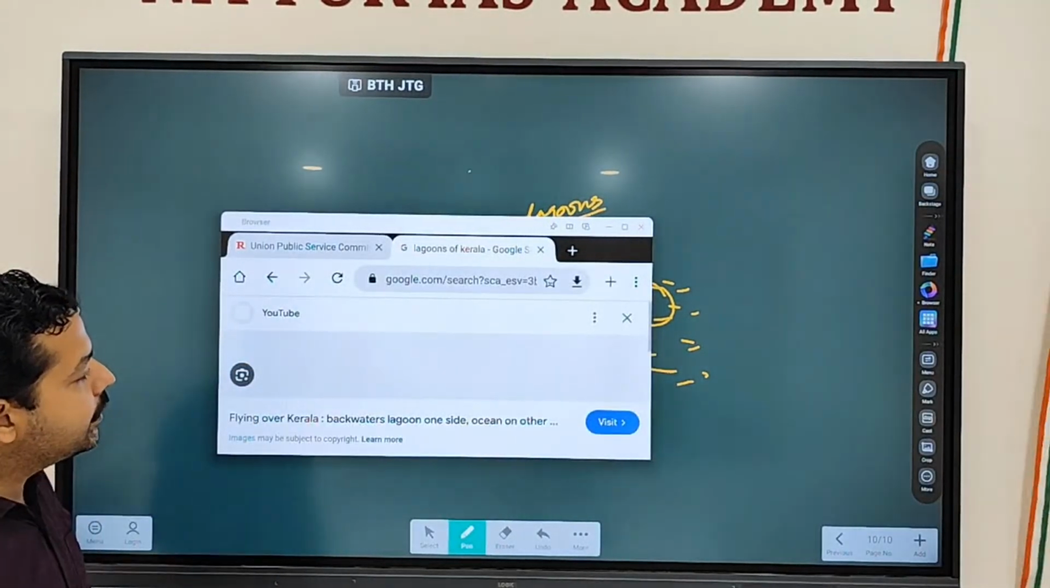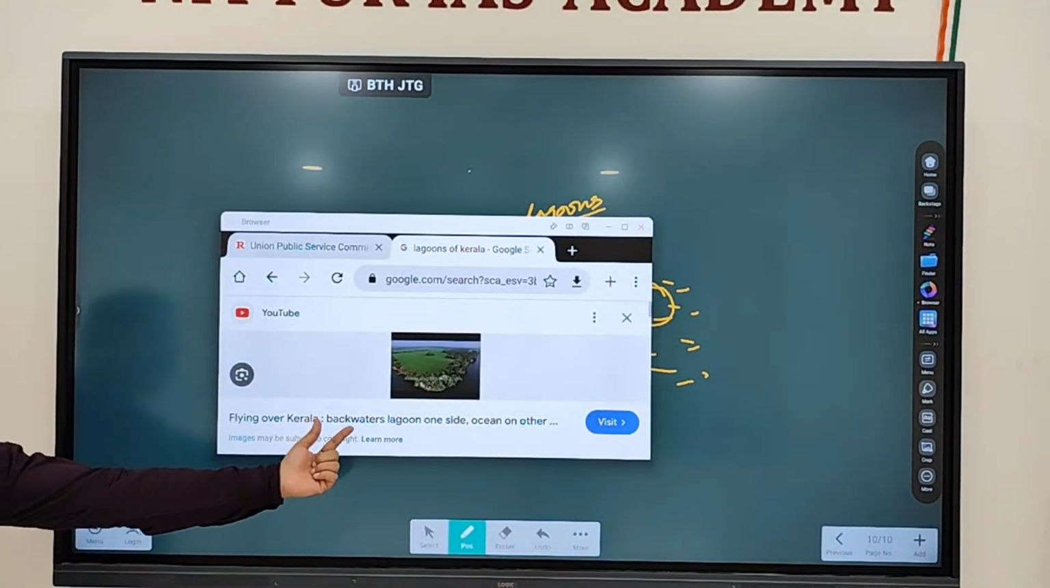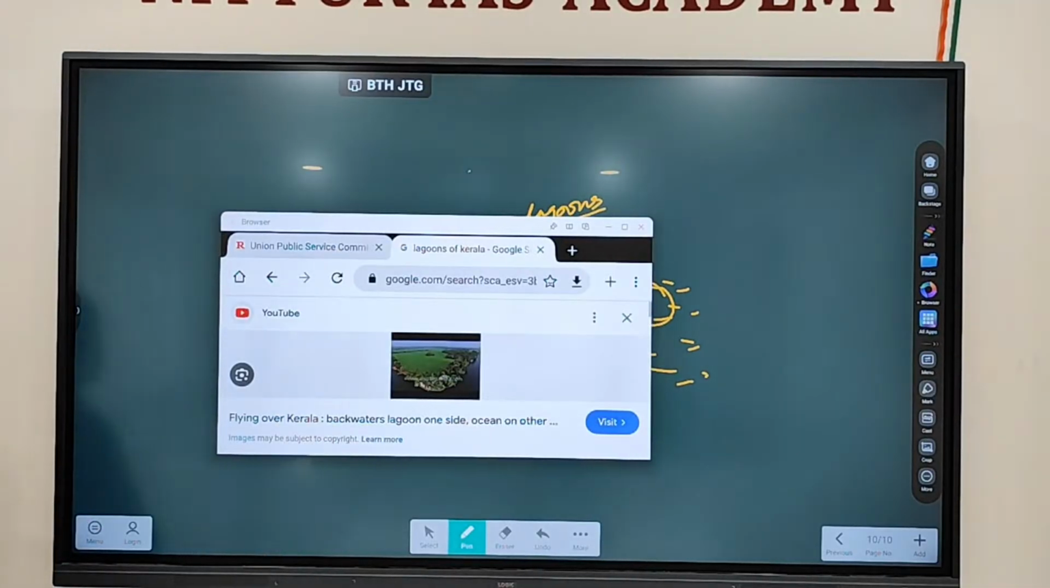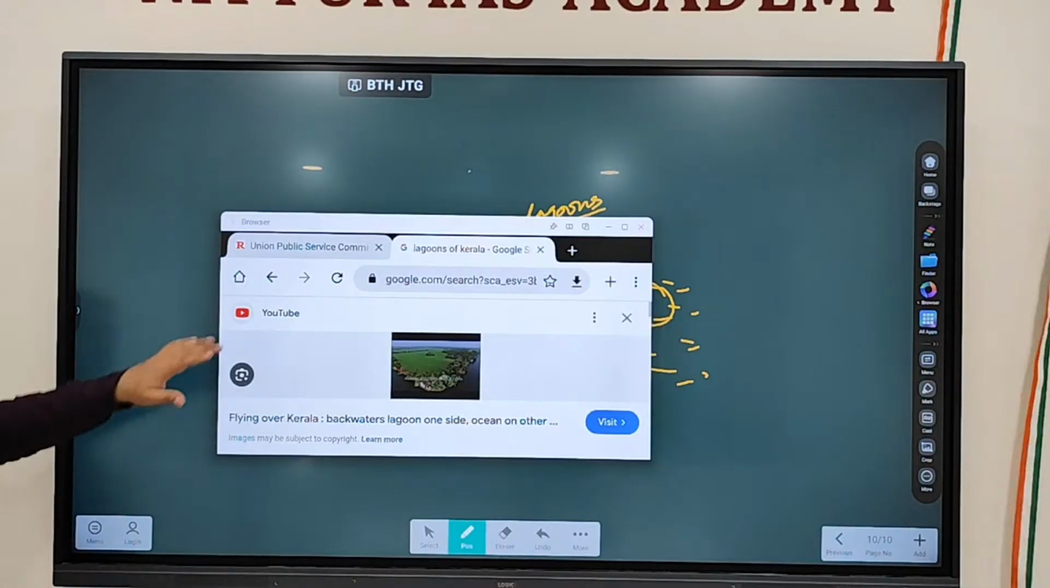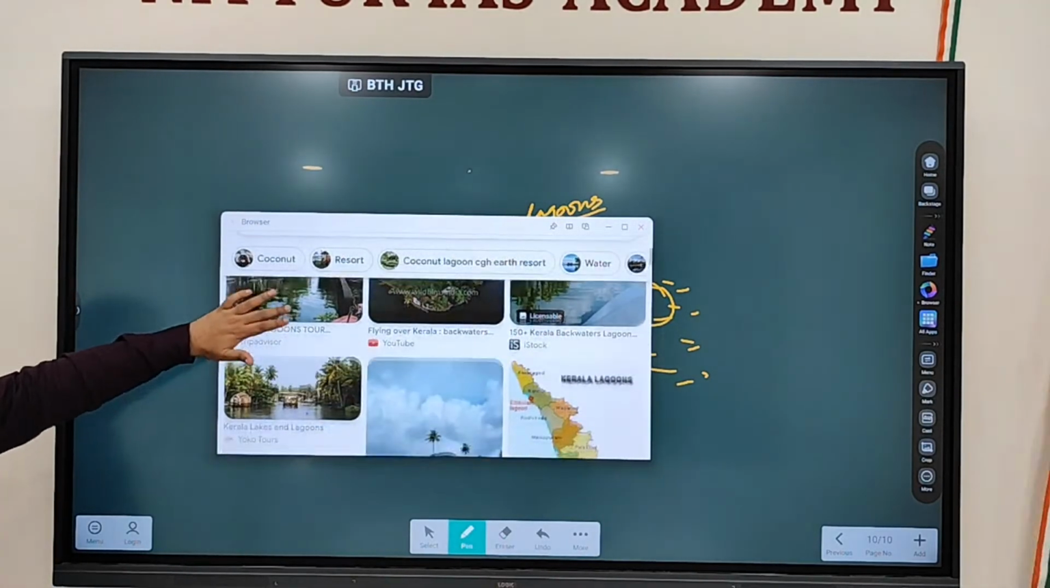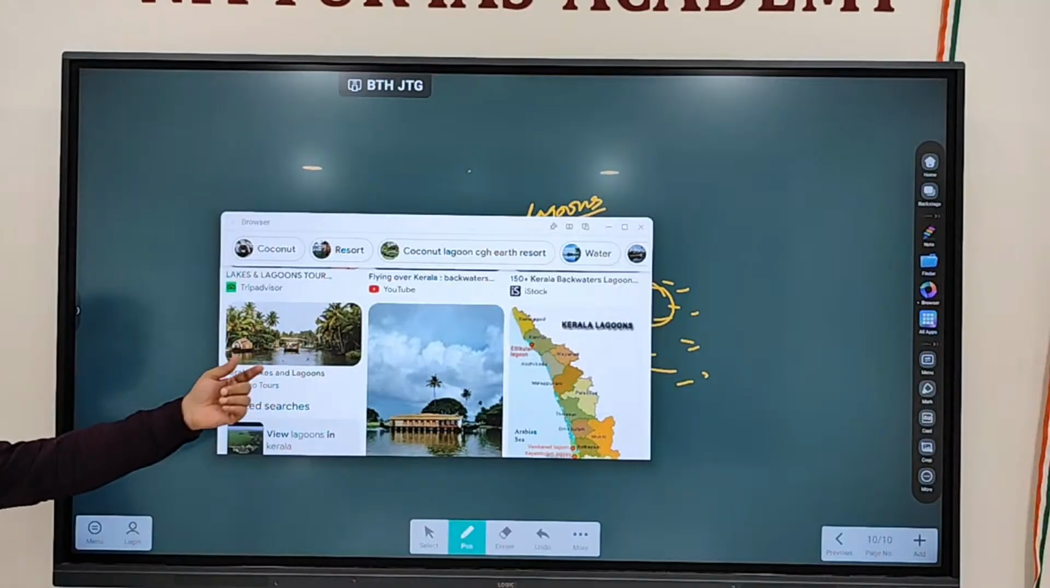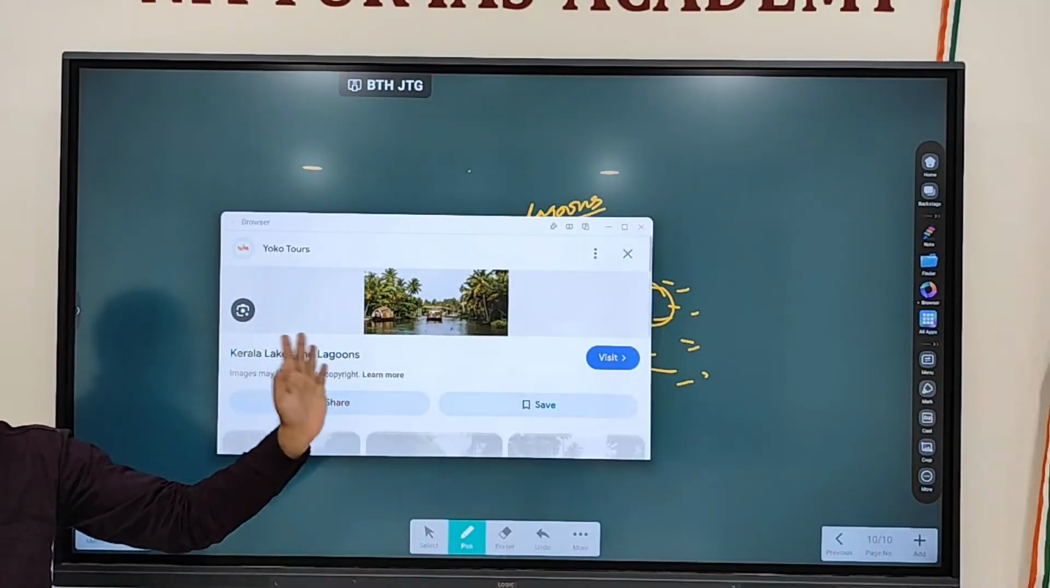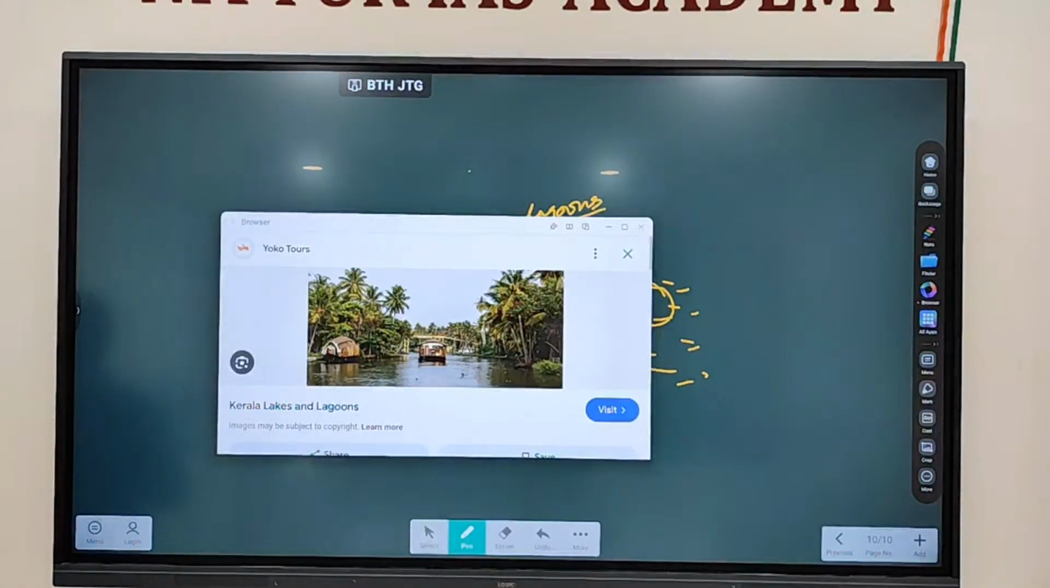So if you see this, it is written: flying over Kerala, backwater lagoons on one side. So what is backwater? Backwater is lagoons only. Clear? So all these water bodies, the parts of the water which are cut off from the main water, are referred to as lagoons. So that's why Kerala and Lakshadweep are famous for backwaters or lagoons. Clear?